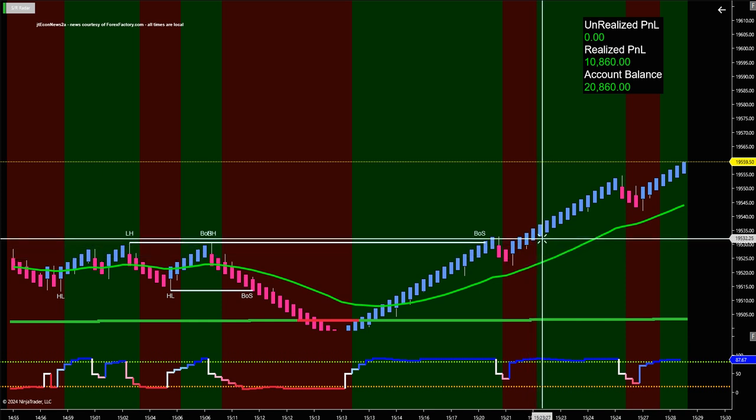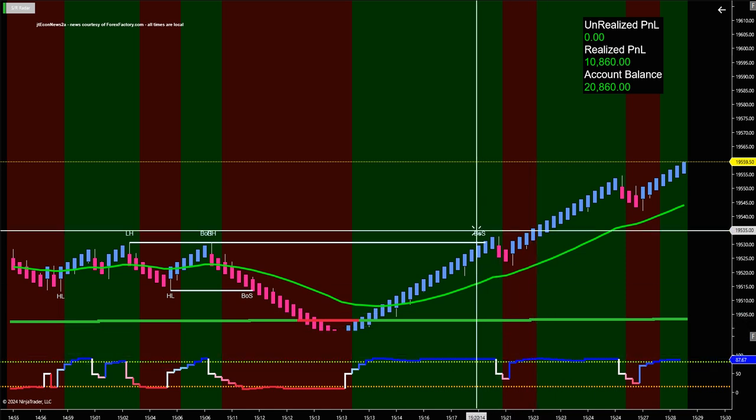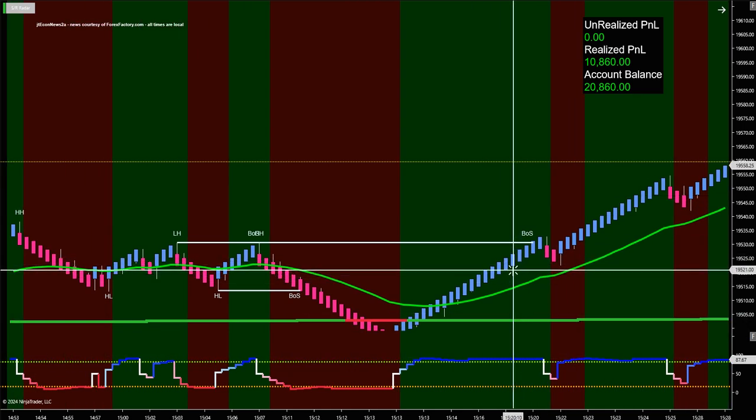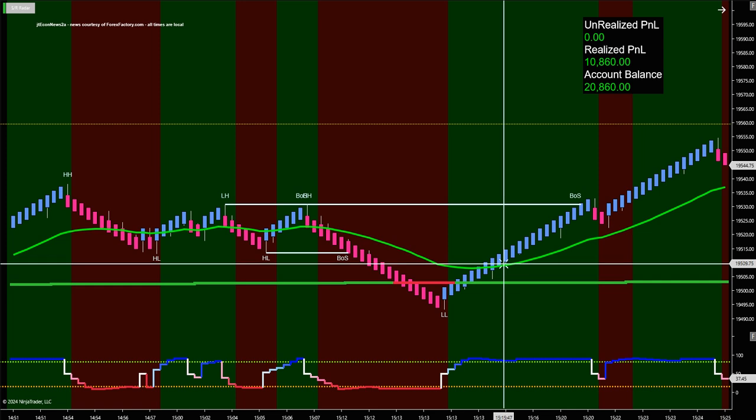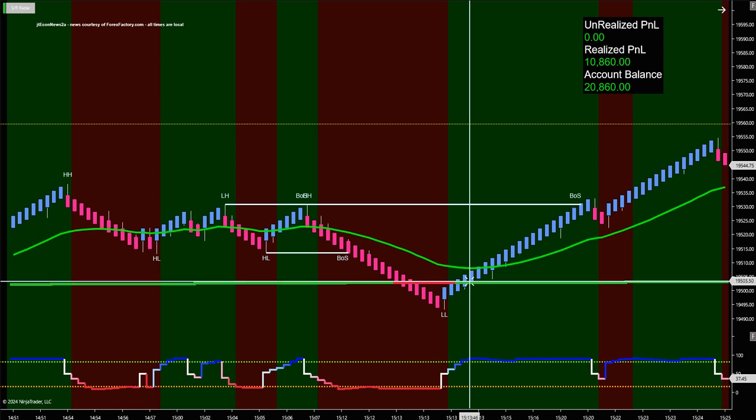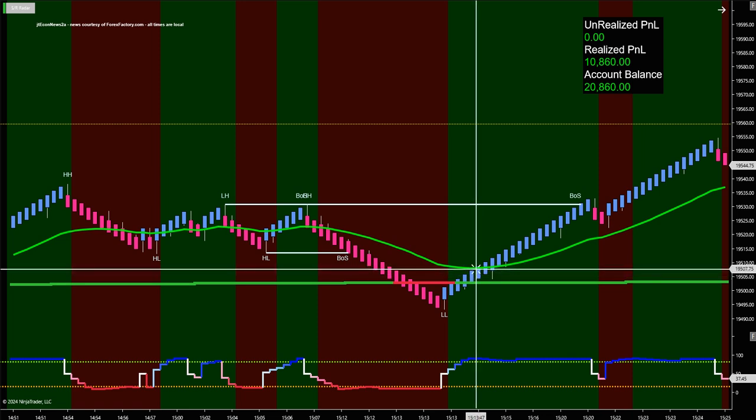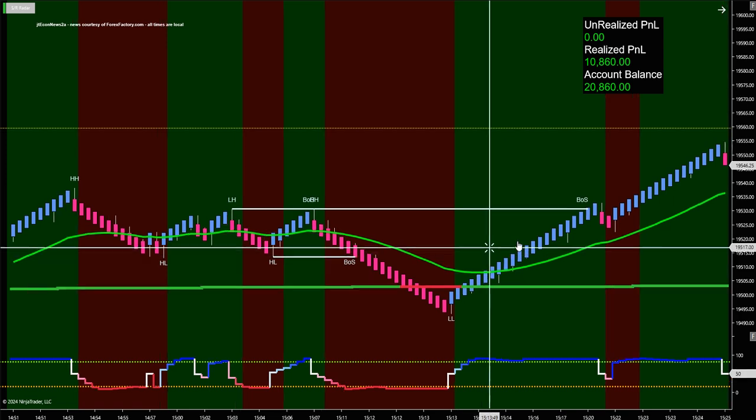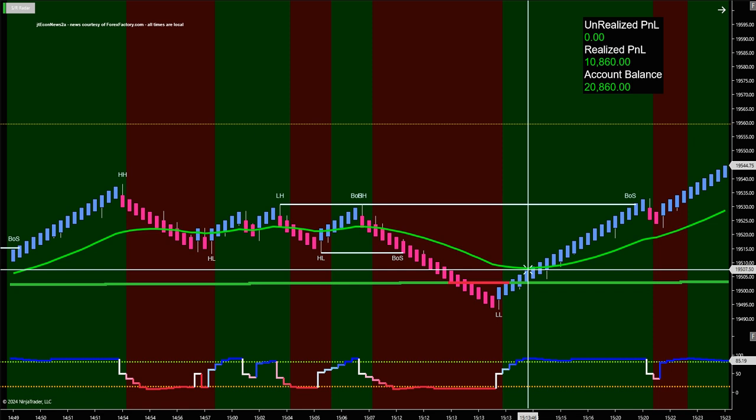Here we have a wick, but we're entering here anyways. Here's a wick, I would enter. Why? Because I just broke through the VWAP and I barely have enough room before I hit my moving average to get my 12 ticks in.